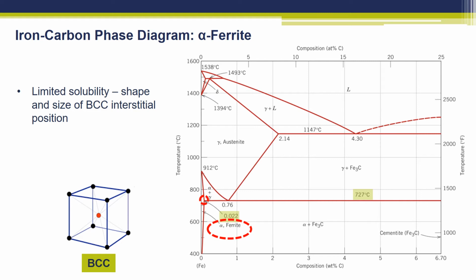Even though present in relatively low concentration, carbon significantly influences the mechanical properties of ferrite. Ferrite is relatively soft, and it may be made magnetic at temperatures below 768 degrees Celsius.